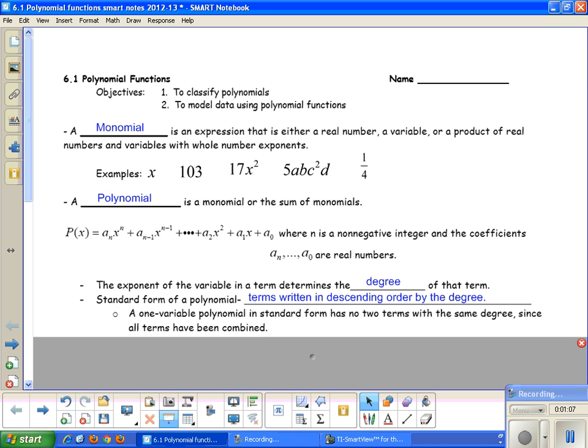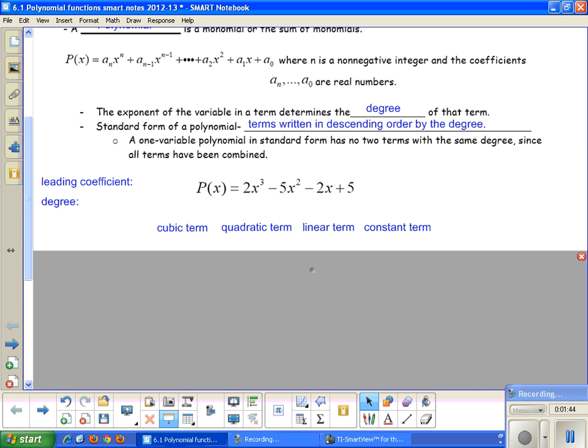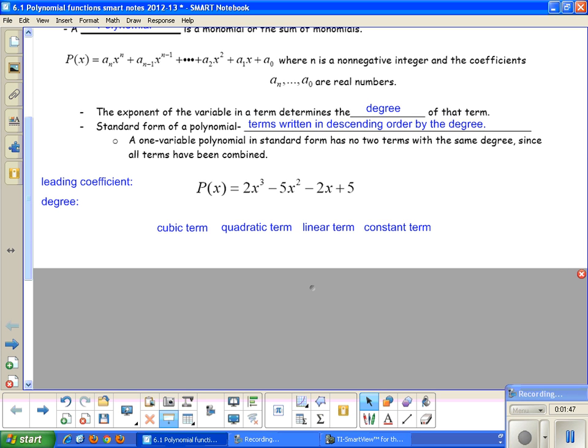The exponent of the variable in a term determines the degree of that term. And the standard form for a polynomial, remember, has the terms written in descending order by the degree. A one variable polynomial in standard form has no two terms with the same degree, since all terms have to be combined. They can have the same degree if you have more than one variable, but if it's a one variable equation, you shouldn't have more than one term with the same degree because you would have to combine them together. That is what that means.